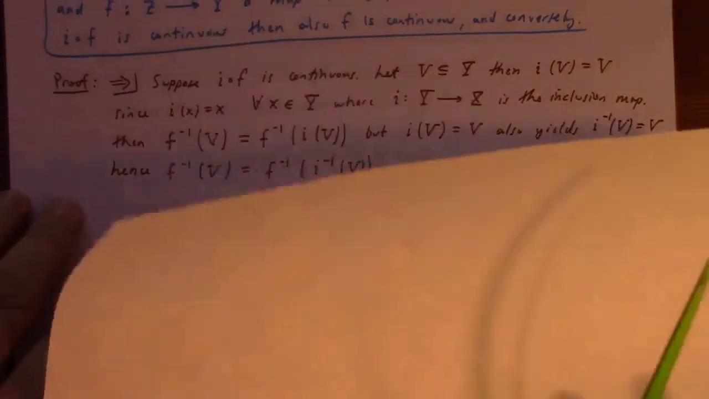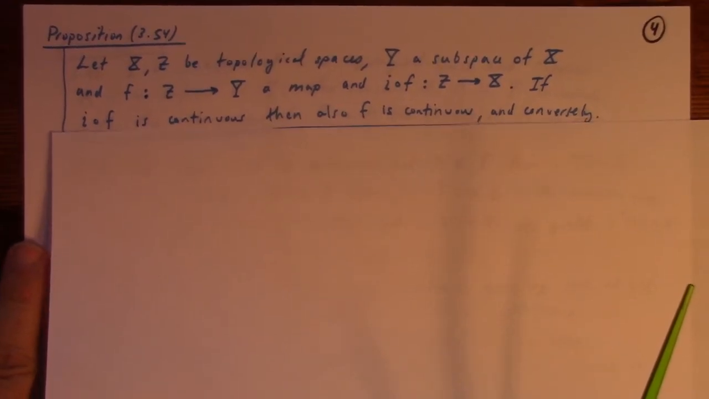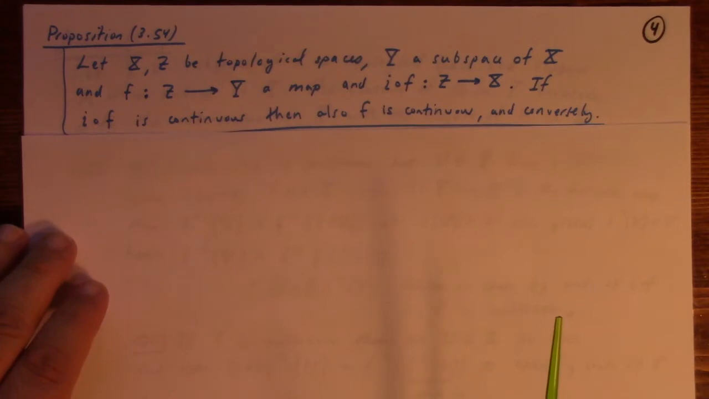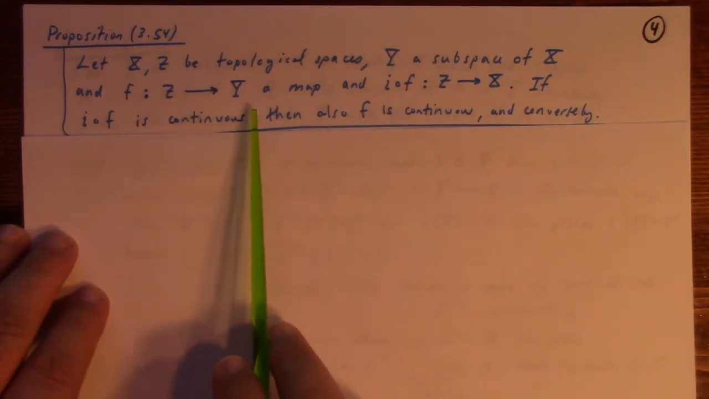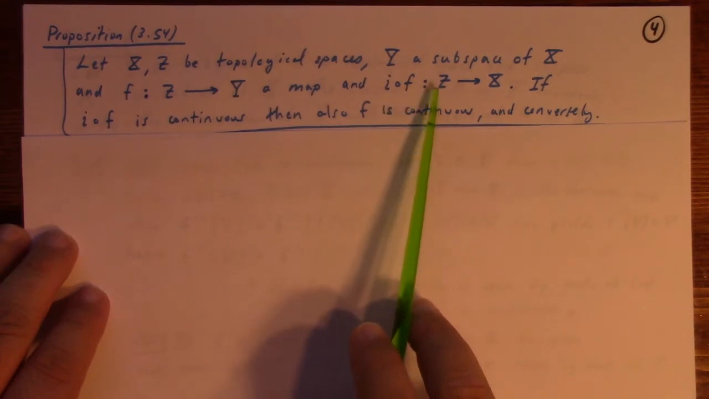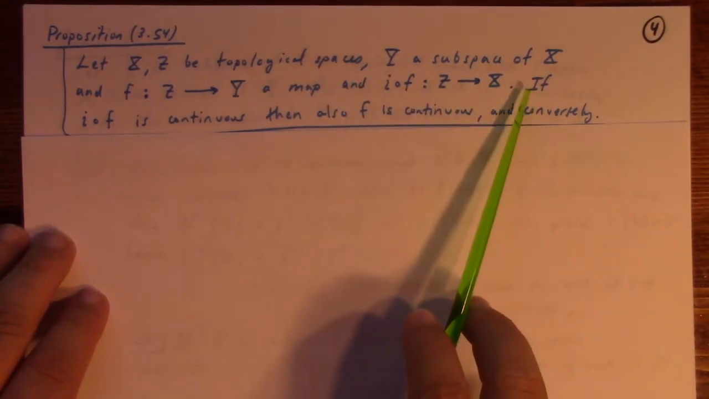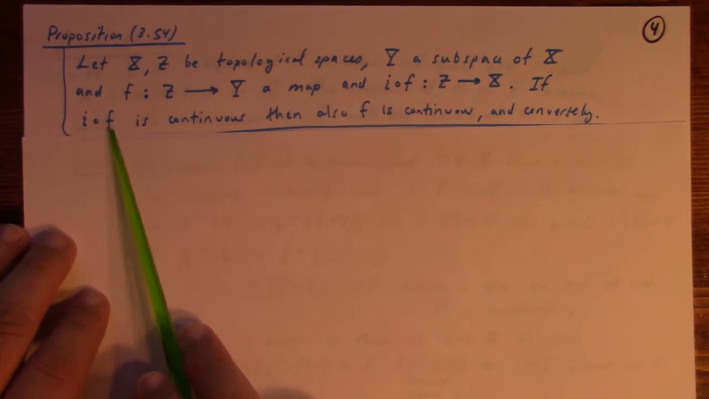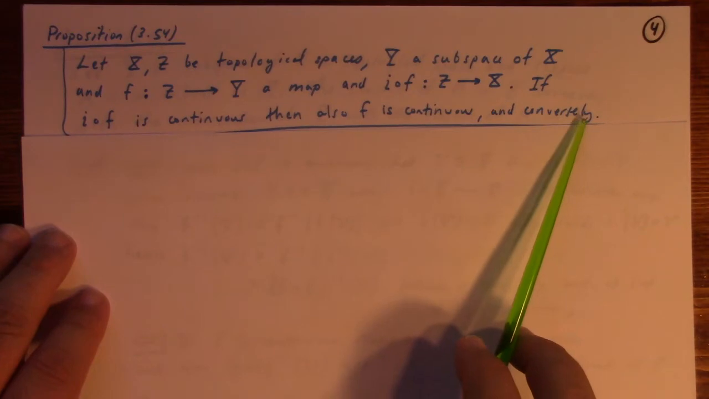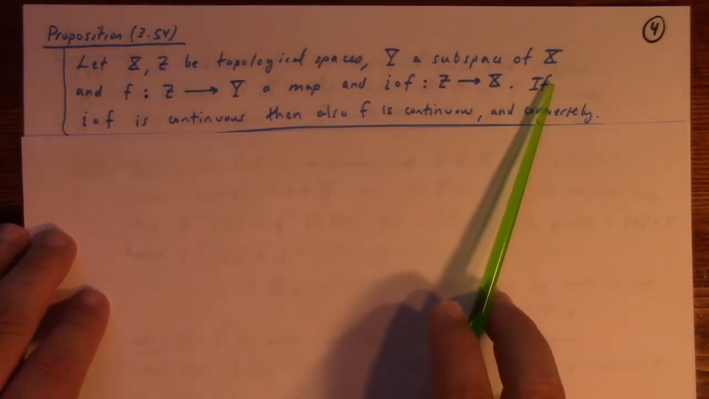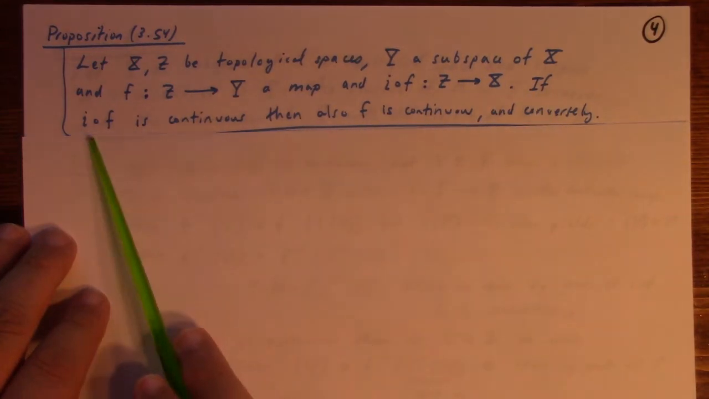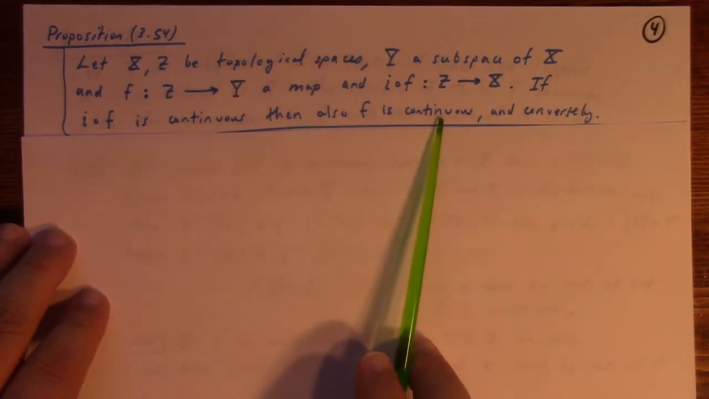Page 4. Proposition 3.54. If we have X and Z topological spaces, Y is a subset of X, and f is a mapping from Z to Y, then the inclusion map composed with f is a mapping from Z to X, then all that said, if the inclusion map composed with f is continuous, then also f is continuous, and conversely. Okay, so this is like the most awkward possible way to write the sentence that i composed with f is continuous if and only if f is continuous in this context.